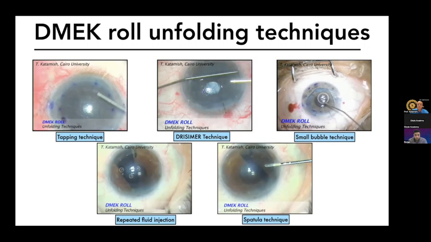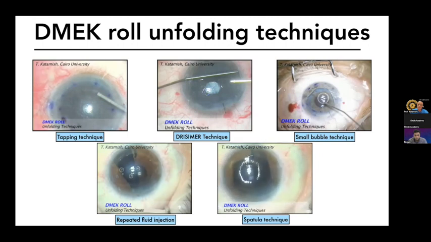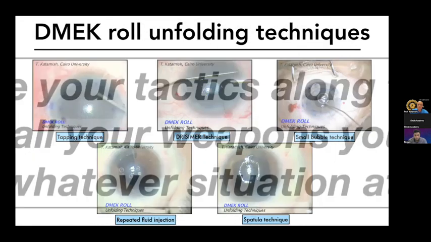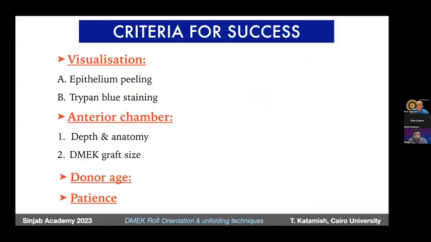Sometimes you may use the spatula, but from the Descemet membrane side, for folding, or most probably you may use it for centration. You may use the spatula for centering your graft or opening some folds. So change your tactics along the way. Use all the weapons you have. And sometimes you may use two techniques in the same case.